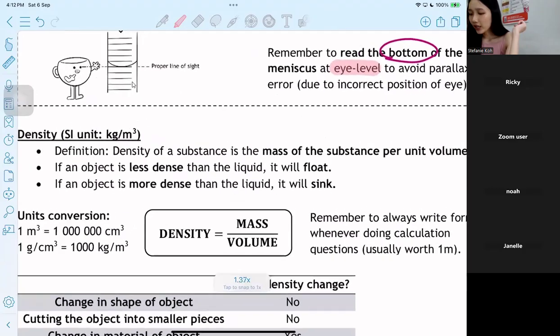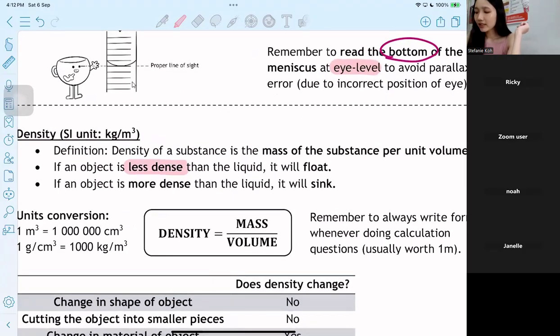Density. Now, less dense compared to whatever liquid, it will float. More dense, it will sink. So this is the only thing you need to remember besides the formula.